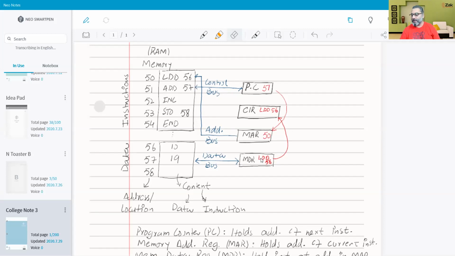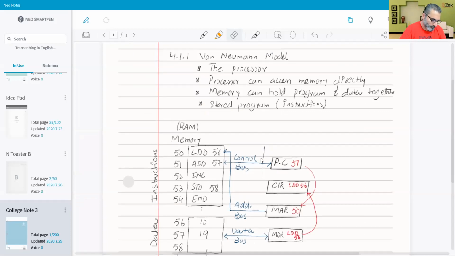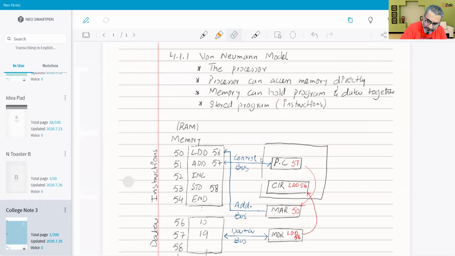So now let's complete the microprocessor first. What basically happens is that this PC and CIR are part of the control unit. They are now part of the control unit.